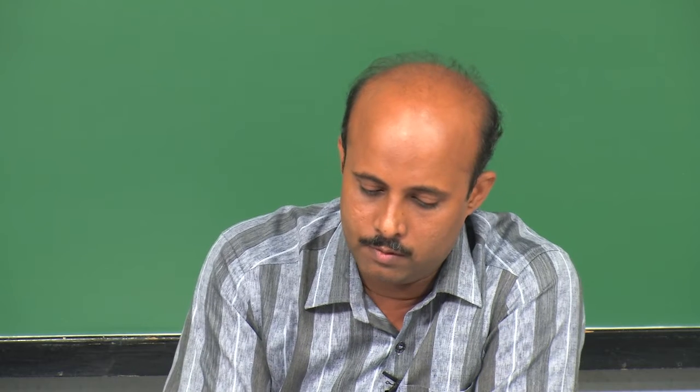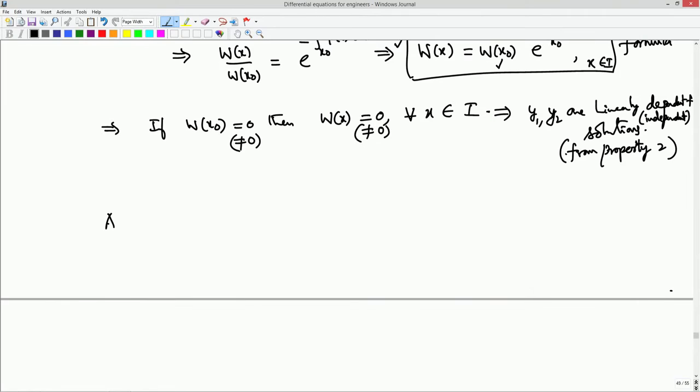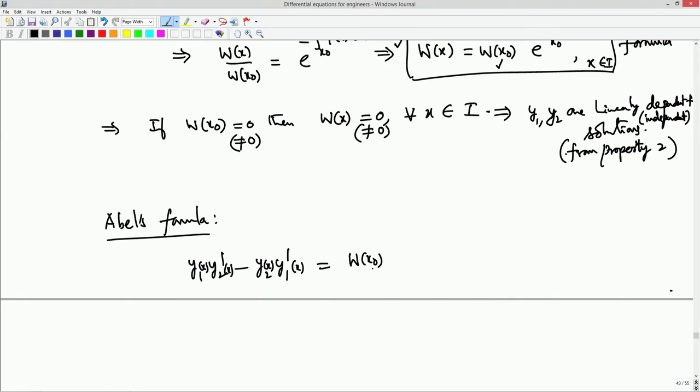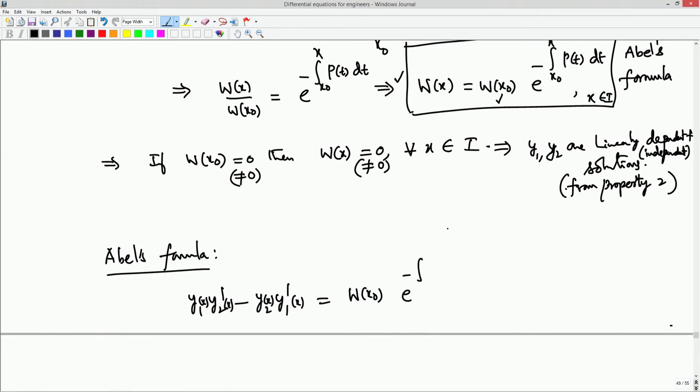Okay, so we start with, so we write the Abel's formula. Abel's formula is y1 y2 dash minus y2 y1 dash. Okay, so this is all functions of x, because this is W(x). This is W(x) equal to W at x0. Okay, this is simply a constant, W at x0. Okay, so e power minus integral x0 to x p(t) dt.